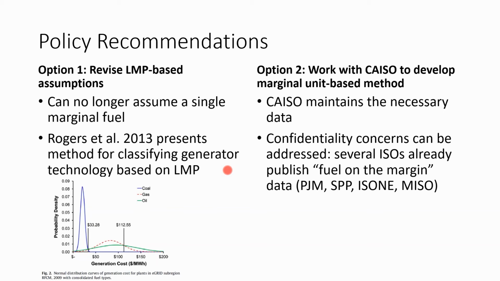Even though in the past there's been a lot of confidentiality concerns, I think that probably through a concerted effort and collaboration with CAISO, these could be addressed in order to develop some sort of a marginal emission signal that's based on real world market operation. And in fact, there's several ISOs across the country, including PJM, the Southwest Power Pool, ISO New England, and the Midcontinent ISO, that are already publishing fuel on the margin data, such as that which I used to do this analysis. And they've found some ways to get around some of those confidentiality concerns.